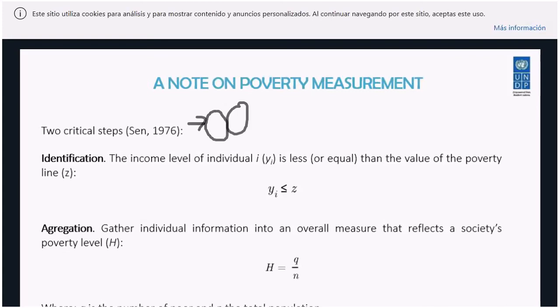I can be identified as poor or non-poor depending on if my income is above or below the poverty line. So that is basically that.